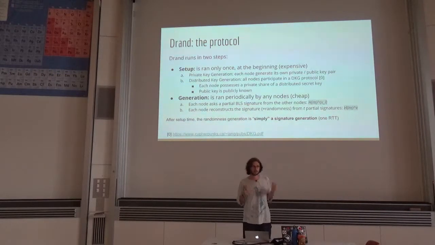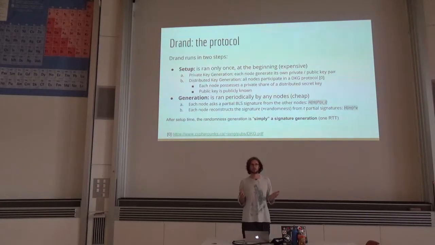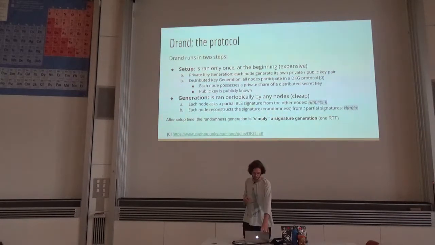And to be able to reconstruct this private key, they must collaborate together. But they never have to reconstruct this private key. They only have to use their shares collectively to produce the random number. This is the generation phase.